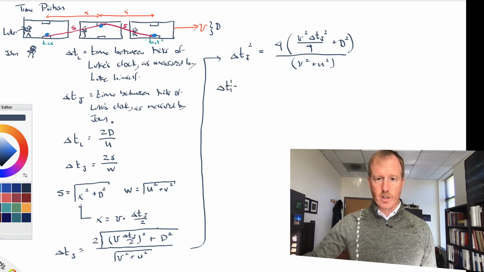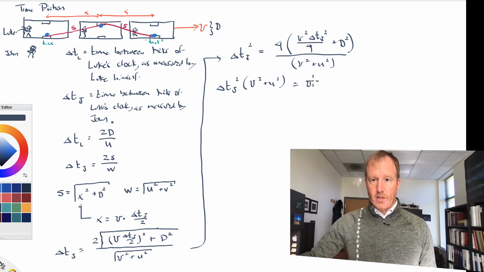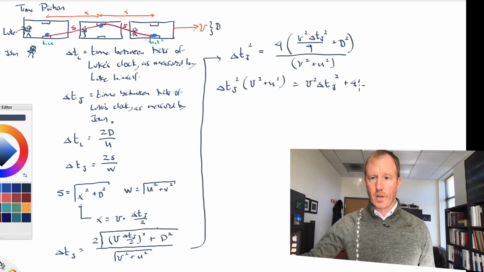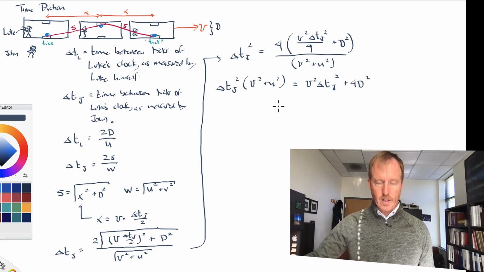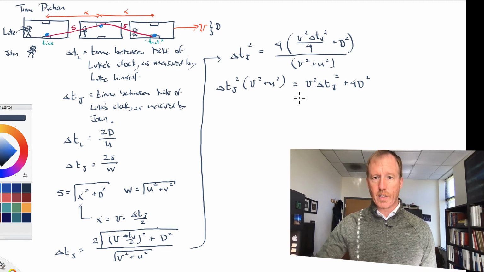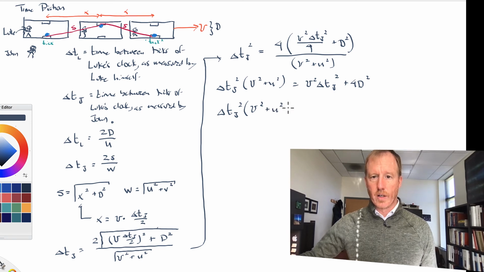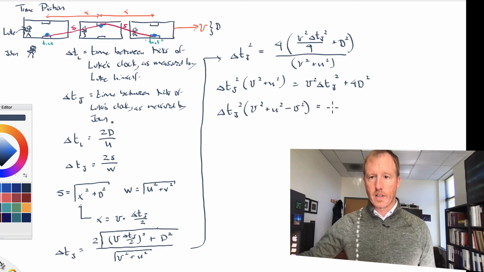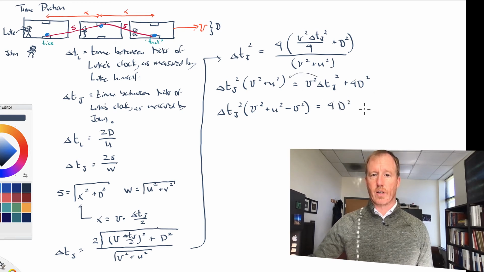So delta t_j squared, this is just some algebra here, times v squared plus u squared equals v squared times delta t_j squared plus 4d squared. Now let's see, why don't we move this term, let's collect the delta t_j's. So delta t_j squared times, I have a v squared plus u squared minus v squared equals 4d squared. So I've moved this term over to the other side.